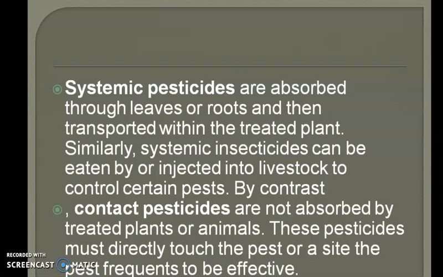Then there are systemic pesticides, and these are absorbed through leaves or roots and then transported within the treated plant. Similarly, systemic insecticides can be eaten by or injected into livestock to control certain pests. In contrast, contact pesticides are not absorbed by treated plants or animals. These pesticides must directly touch the pest or a site the pest frequents to be effective.